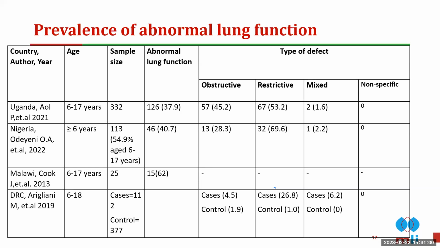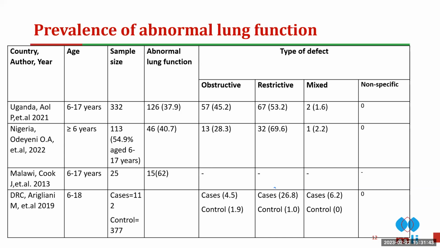So in Uganda, I'll start with a study that was done right there in the sickle cell clinic of Mulago Hospital by one of the M-Med students. She's now a pediatrician. She looked at children 6 to 17 years. There were 332 children. This is one of the biggest studies we actually have in Africa. And 37.9% of them had abnormal lung function. Like I mentioned earlier, we can classify the abnormalities as obstructive or restrictive. In this case, 45.2% had obstructive defects and 53.2% had restriction, while 1.6% had mixed. There was no one with non-specific findings.